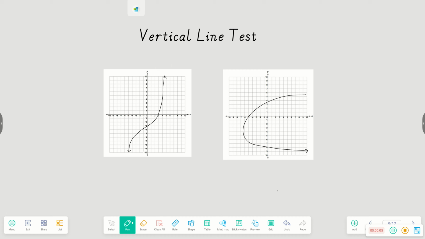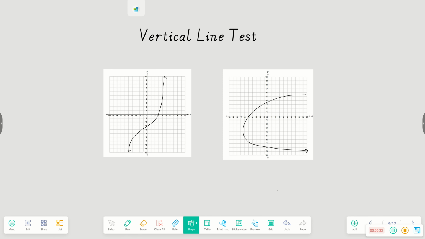The vertical line test is a test that we use to be able to see if a graph is a function or is not a function. So if a graph passes a vertical line anywhere on its domain, which means from left to right, if it crosses it more than once, then it is no longer a function. Now, I feel like the trickiest part of this is sometimes they can look like they do, but they really don't. So knowing your functions definitely helps a little bit.